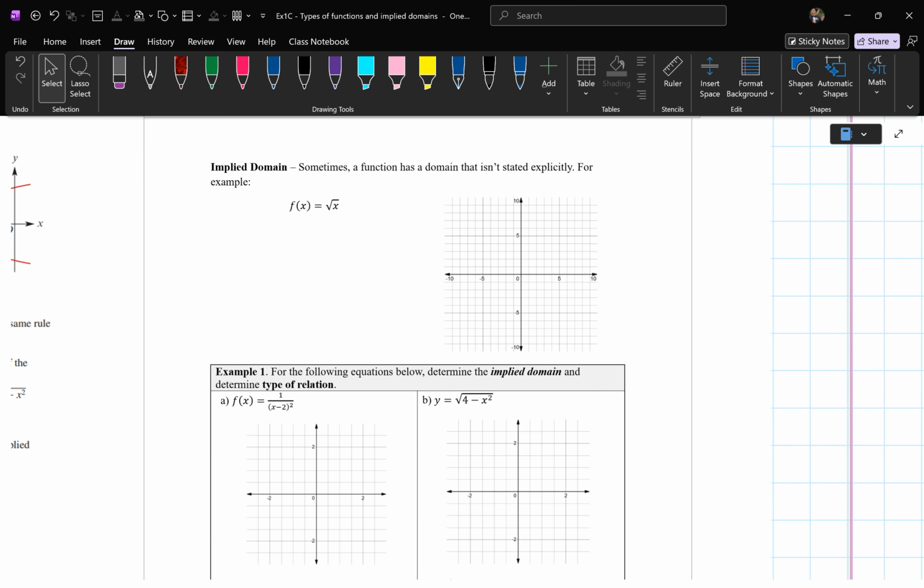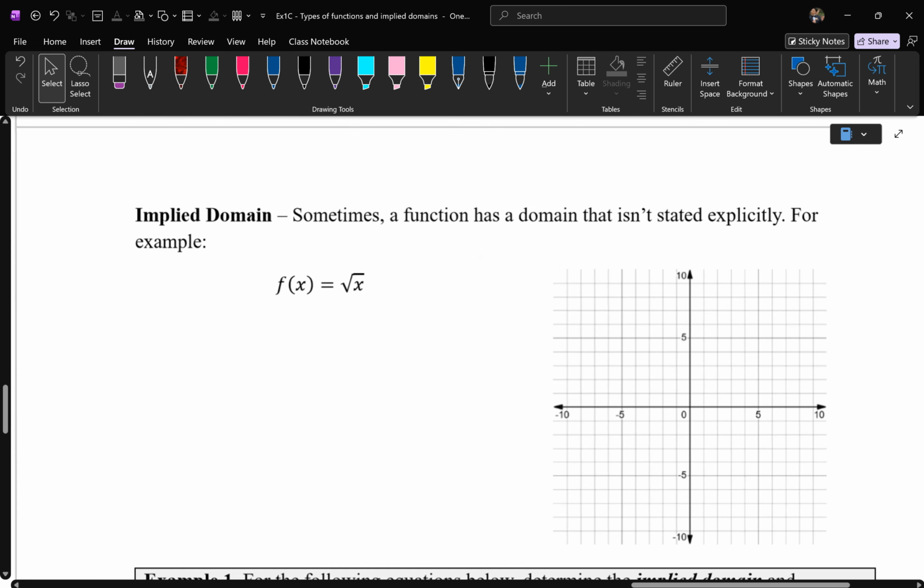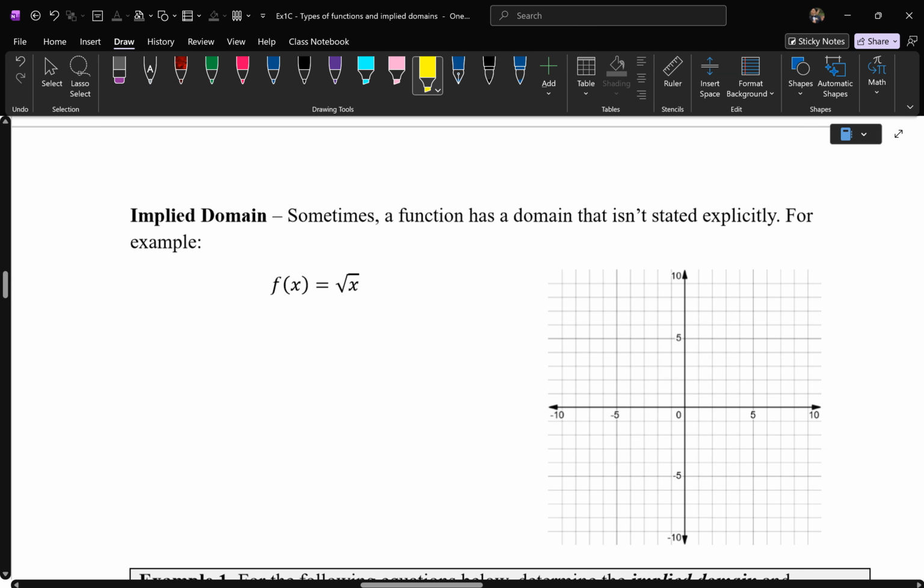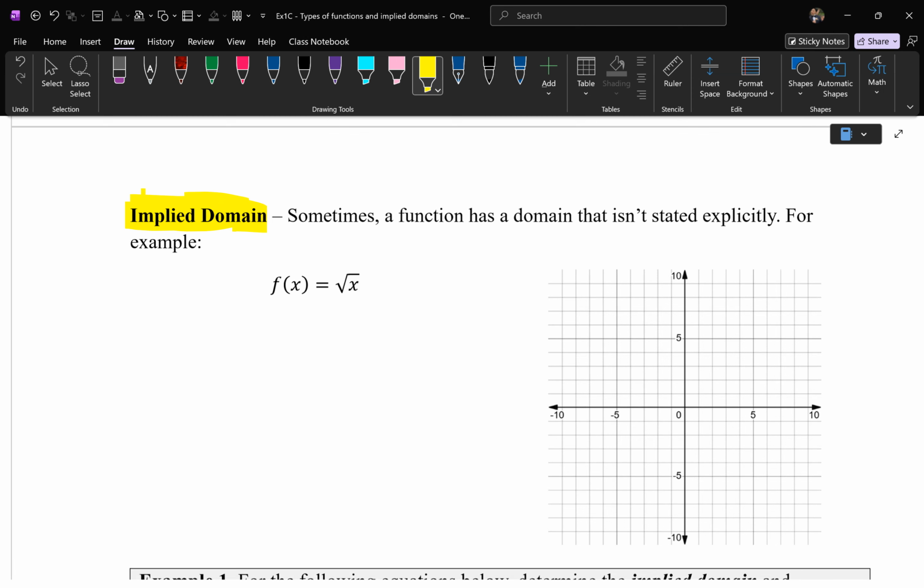All right. Implied domain. What does implied domain mean? So we've got domain from 1B. What is implied domain? Let's go with, who haven't I chosen yet? Adonis. What's implied domain?